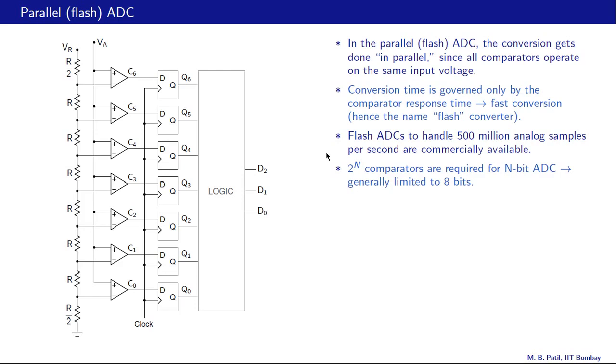What is the disadvantage? We need 2^n comparators, strictly speaking 2^n-1, for an n-bit ADC. Here we have n equal to 3 and we require 7 comparators, which is 2^3-1. So as n grows, this number becomes very large, impractically large, and therefore these parallel or flash ADCs are generally limited to 8 bits.